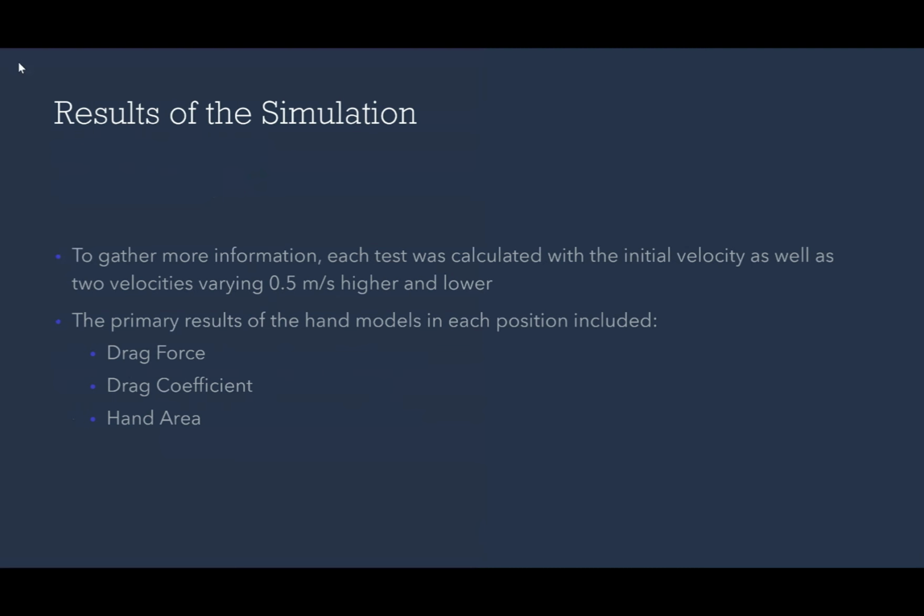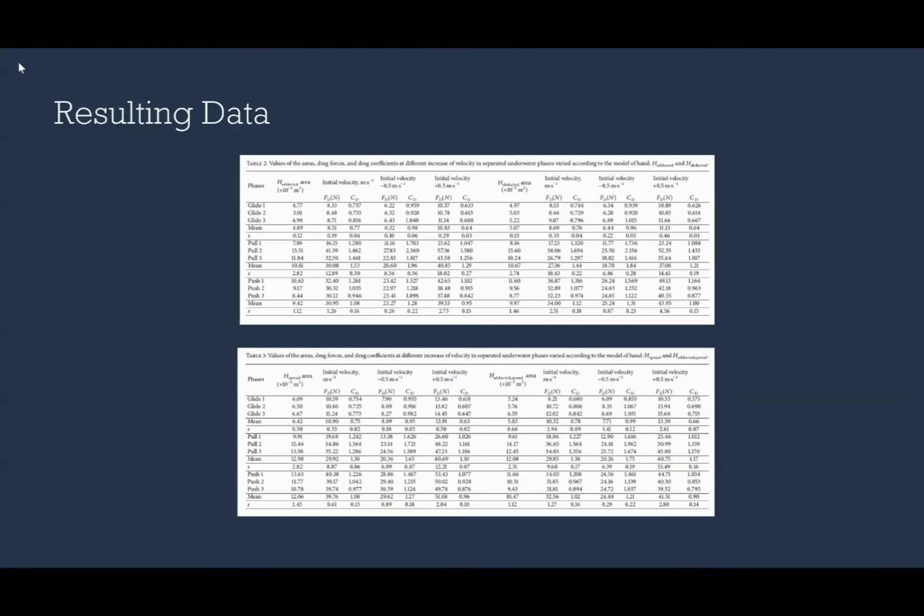The simulation produced a vast amount of results. To gather more information, each test was calculated with the initial velocity as well as 2 velocities varying 0.5 meters per second higher and lower. The key results of the simulation for each position of each hand model identified the drag force, drag coefficient, and projected hand areas. With this data, there are countless conclusions to be made.